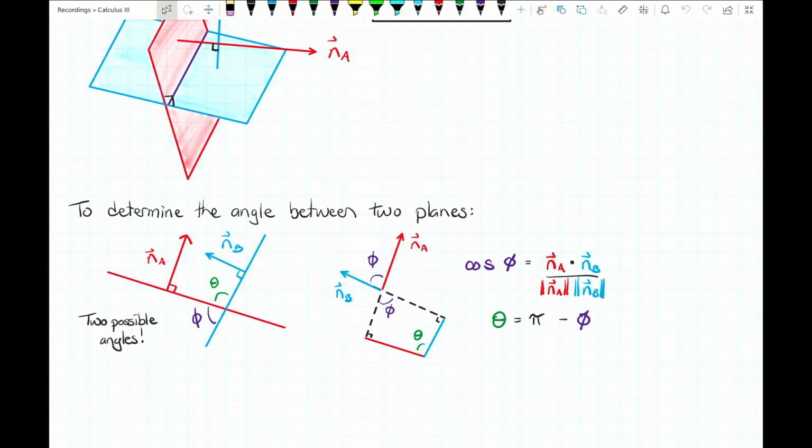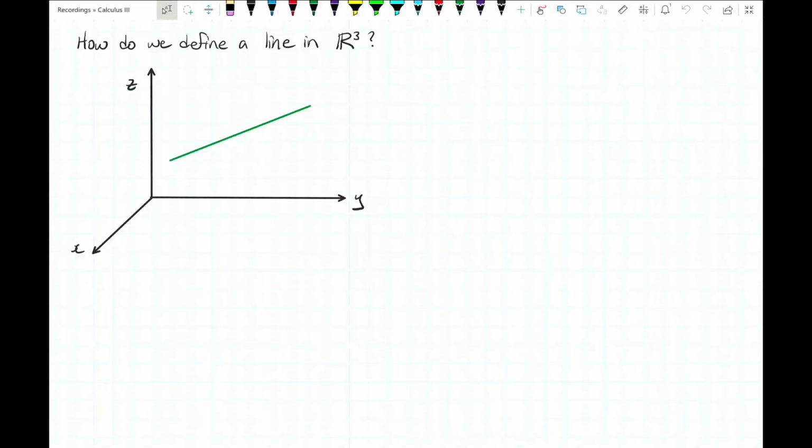Now, we will be revisiting planes again in the future, but let's take a look at our other linear object of importance in R3, which would be the equation of a line. Now, a line is a little bit harder to illustrate on this page. That green line in this first perspective view could be pointed slightly towards us or slightly away from us.